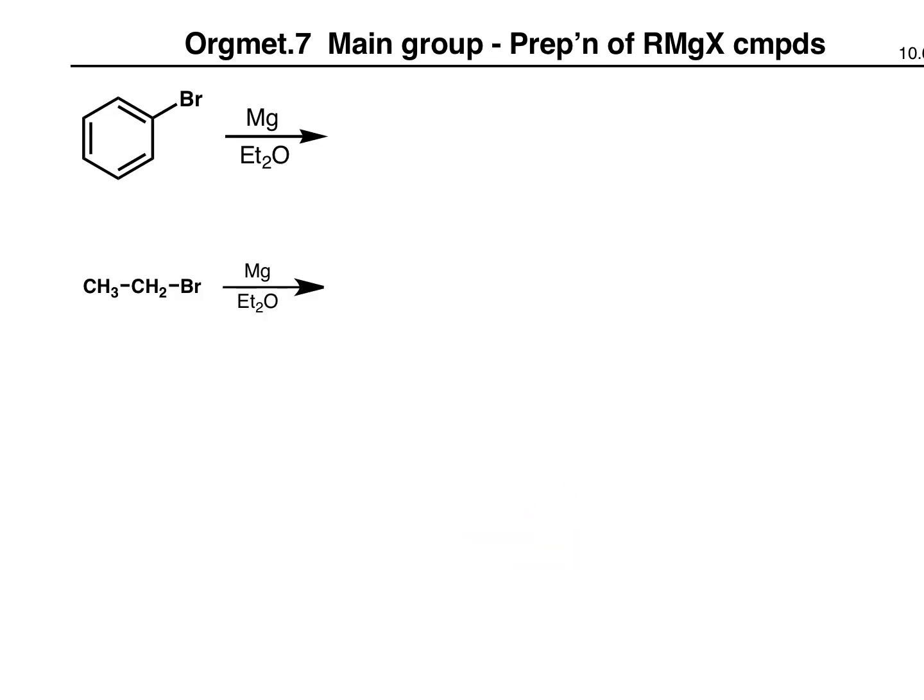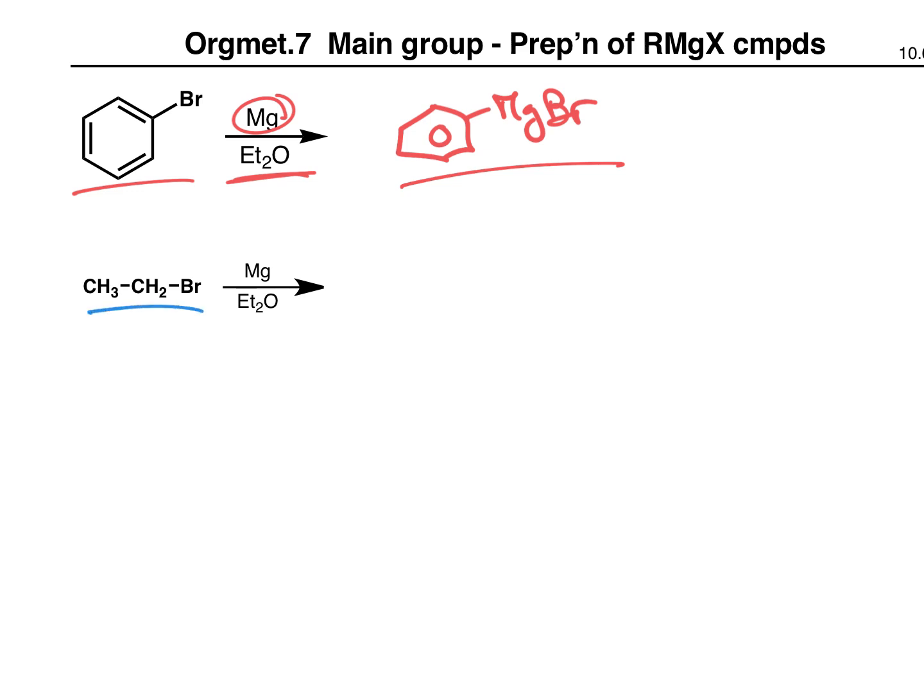So for the preparation of Grignard reagents, you can start out with an alkyl halide or a vinyl halide or an aryl halide. In our first example, we have bromobenzene, and this can be treated with magnesium metal in a dry solvent such as diethyl ether. So this gives us phenyl magnesium bromide, which can also be called the phenyl Grignard reagent. If we started out with something like ethyl bromide, this could also be treated with magnesium in diethyl ether to give us ethyl magnesium bromide.